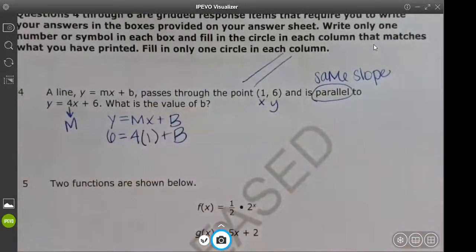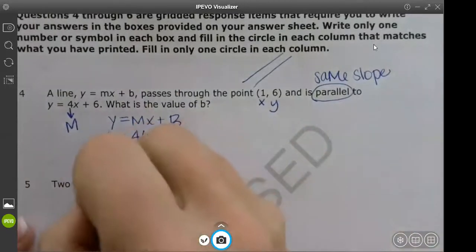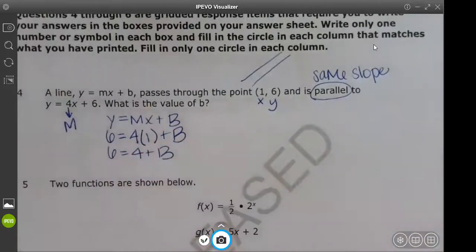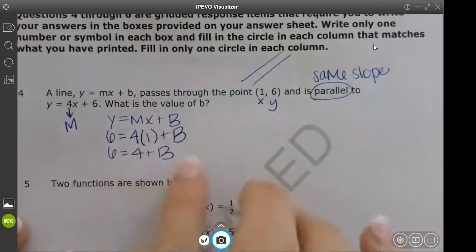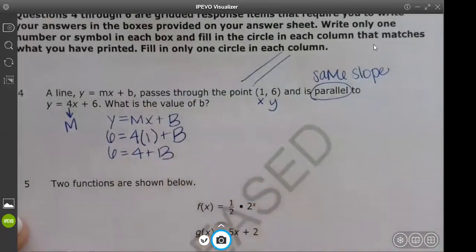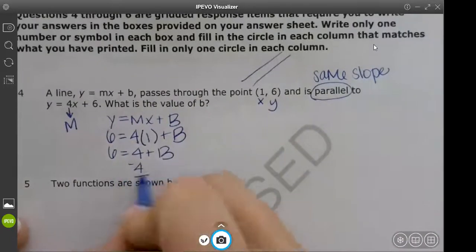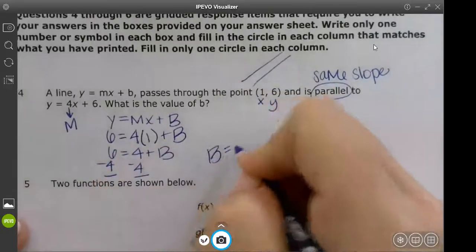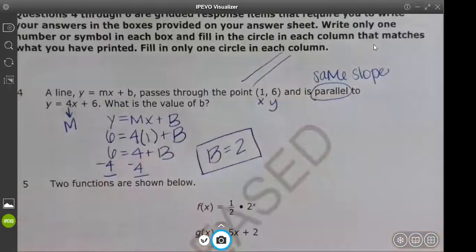That's what it asks us for. What is b? So we just solve this equation. What's 4 times 1? 4. And then how do I solve for b? I'm adding 4 to b, so how do I get rid of it? Thank you for answering everything today. I appreciate it. And then 6 minus 4 is 2. That's all you have to do.